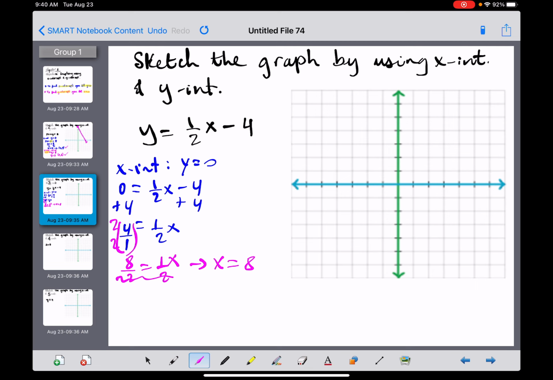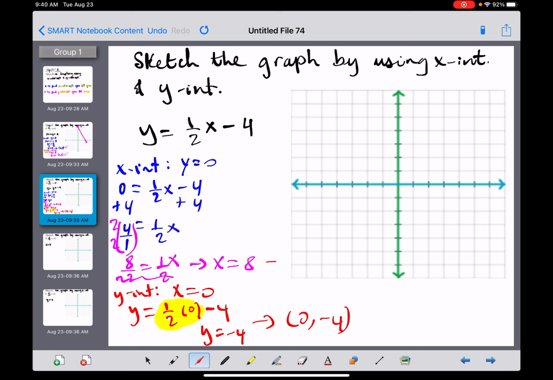Then to find the y-intercept, I'm going to follow the rules again. I'm going to let x be 0, plug 0 into the equation. And this part right here becomes 0. So my y is negative 4, which is (0, -4). And this one is (8, 0). So (0, -4), 1, 2, 3, 4, right here, negative 4. (8, 0), 1, 2, 3, 4, 5, 6, 7. Okay, I'm guessing it's right here. I'm out of bounds, but you get the idea.